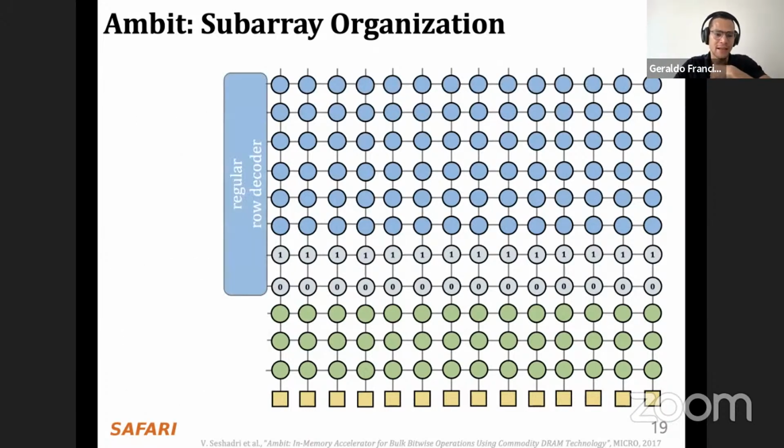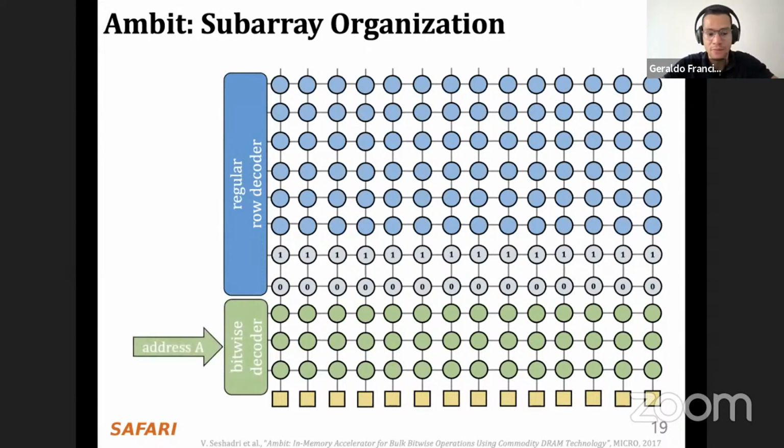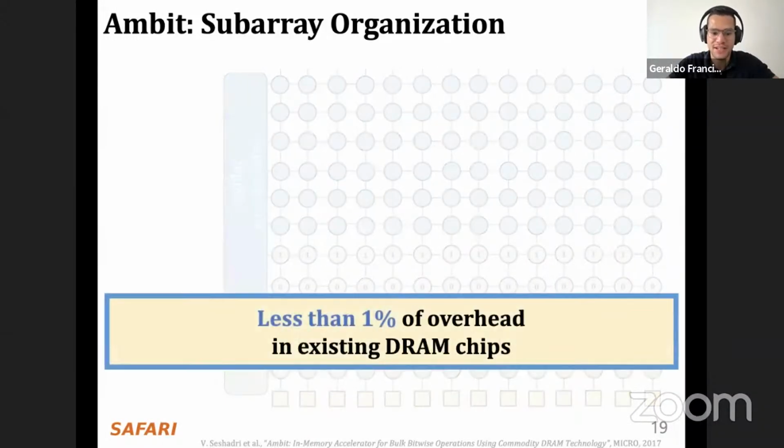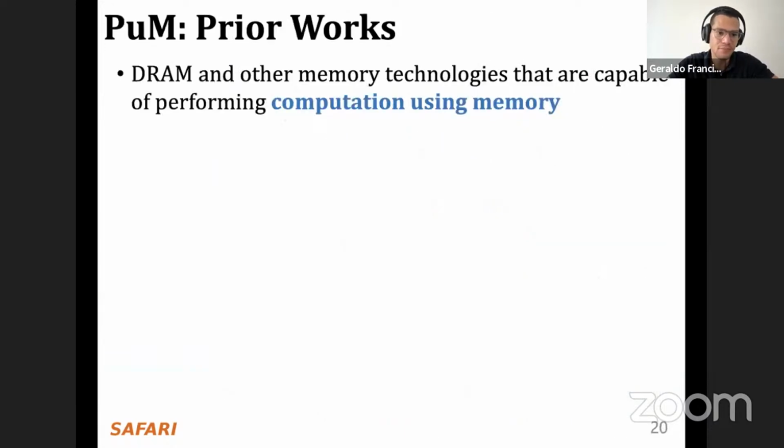We are also going to change the row decoders in the DRAM. We are going to introduce this bitwise decoder, so that with a single DRAM address we can activate 3 rows at the same time, thus doing the triple row activation that we need for the bitwise operations proposed by Ambit. All of these modifications in DRAM employ less than 1% of area overhead on top of existing DRAM chips.